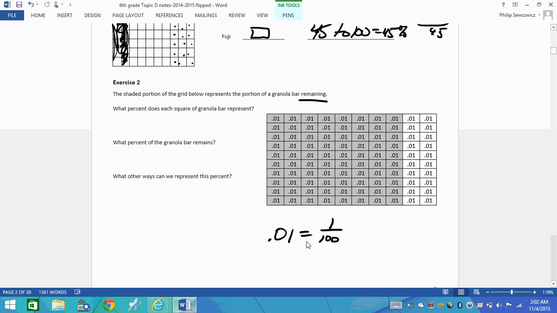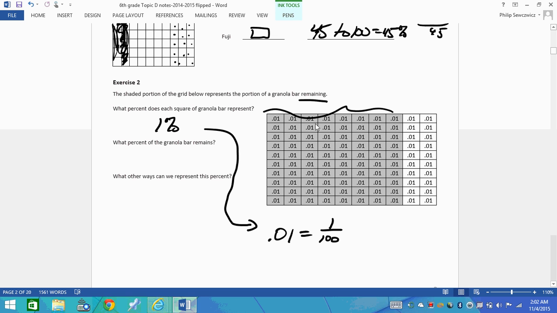If we say the decimal, and especially if it's out of 100, it makes it nice because what percent does each square represent? Well, there's the fraction. It's out of 100. 1 is out of 100. So in this particular case, it is 1%. And again, that's because of what we've got going right there. So all we had to do was say it, and then we could write it as a percent because it's out of 100. So what percent of the granola bar remains? Okay, so the shaded portion is showing what remains.